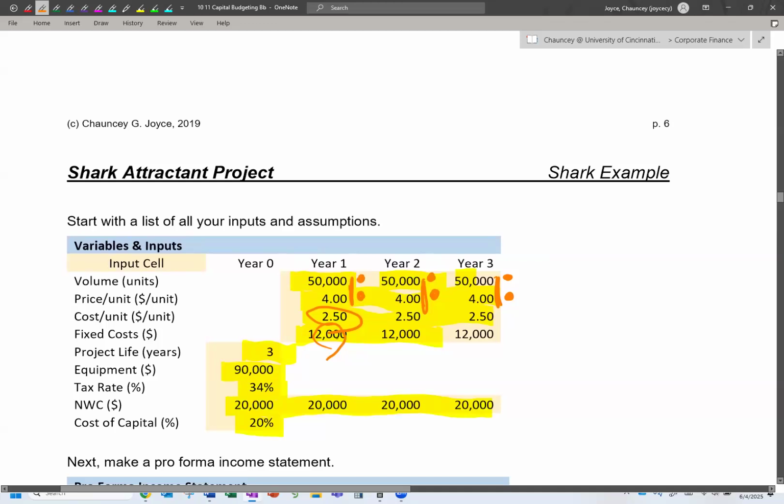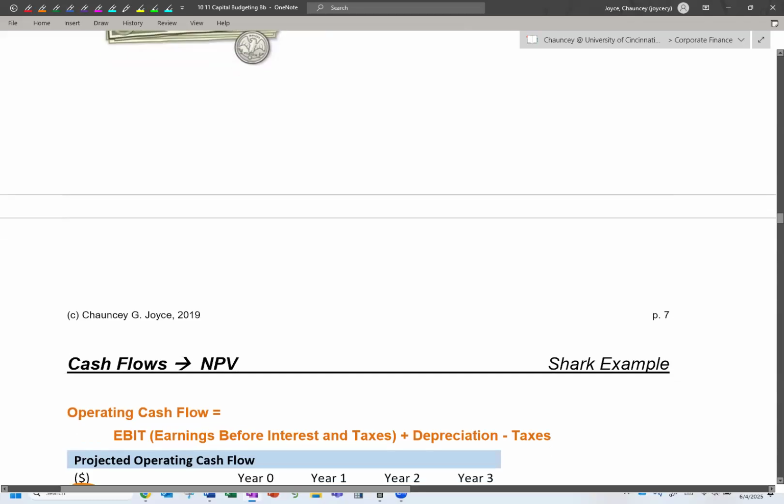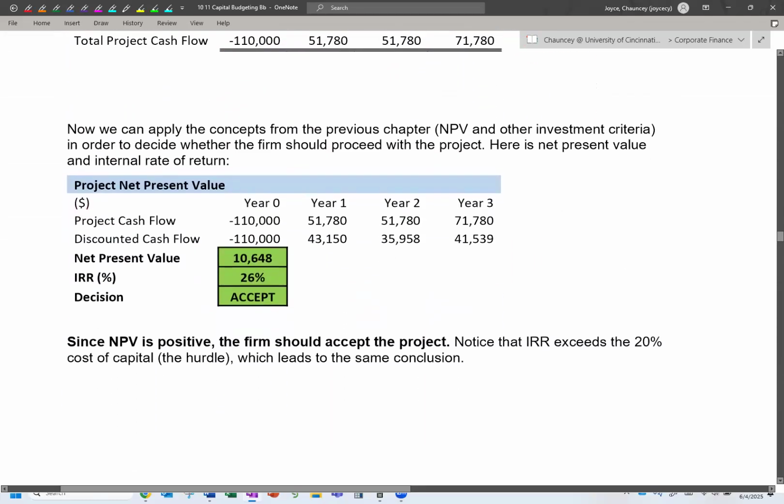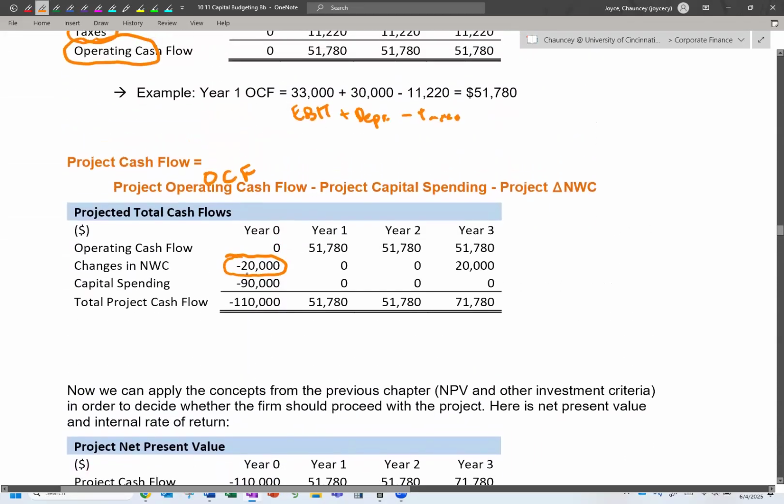So every year you had 20,000, including year 0. Your change in net working capital after year 0 is an increase of 20,000, but then the change here is 0. There's no incremental beyond the 20,000. So be careful there, sometimes there's an error there. So the change was an increase. You deduct the changes in net working capital because that's an investment.